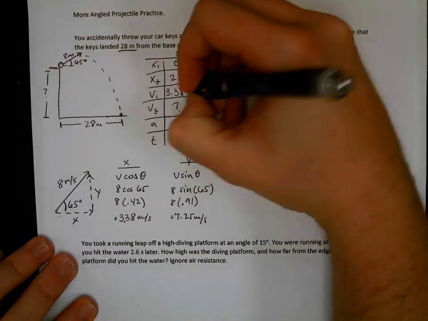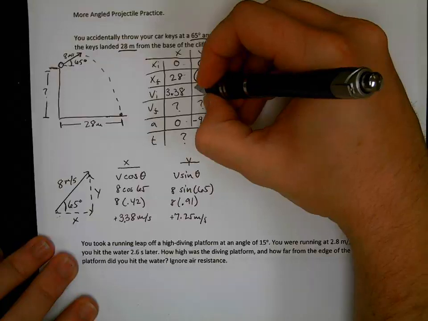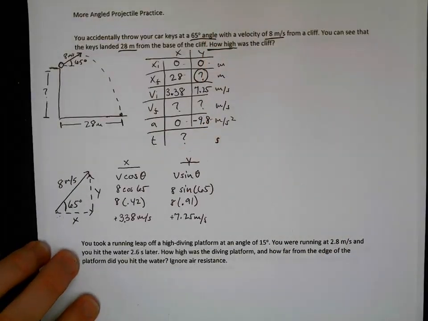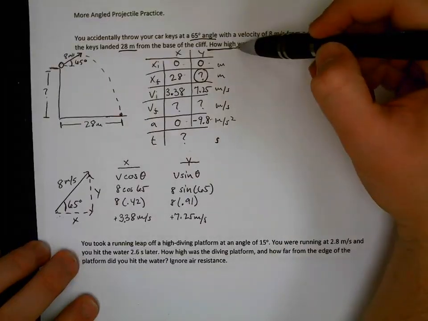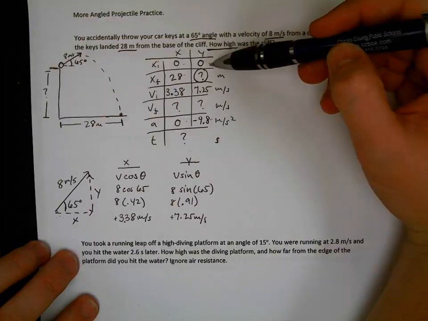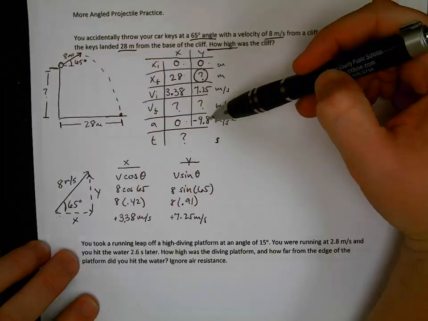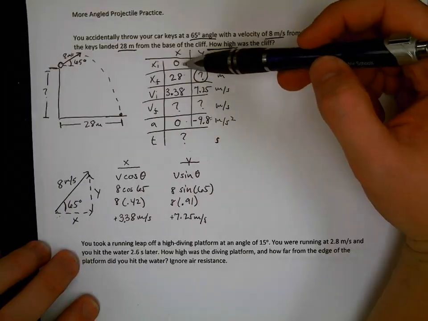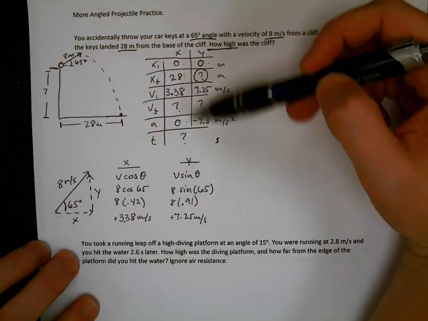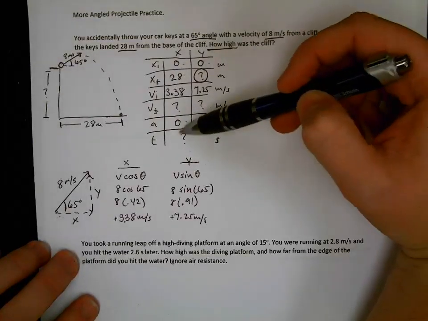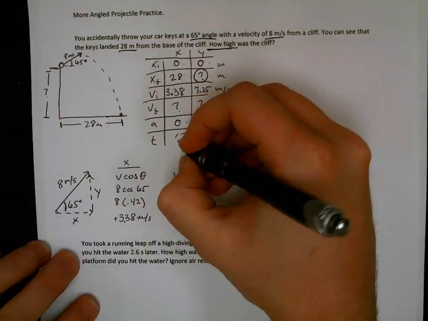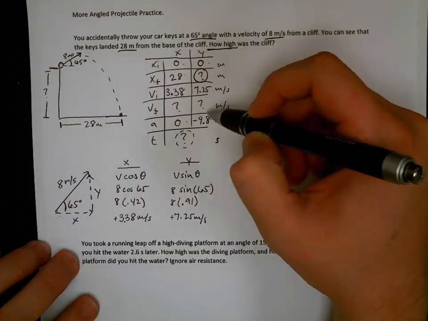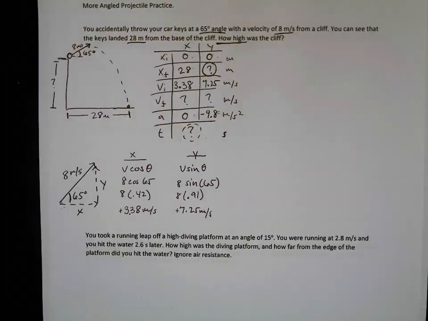3.38 for the x direction and 7.25 for the y direction. Now, we want to know how high the cliff is, but if we look at the y direction, we have 1, 2, 3 known values, which doesn't work, right? We need to know 4. So if we look at the x side, we have 1, 2, 3, 4 known values, so we can solve for time here as a little intermediate step, so that I can have 1, 2, 3, 4 things in the y direction and can solve from there.